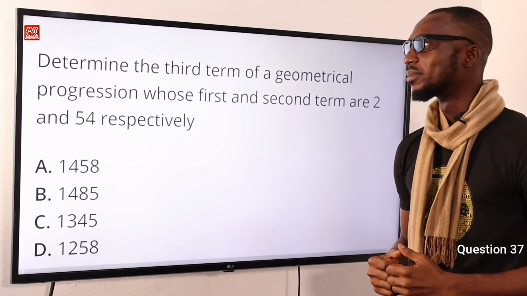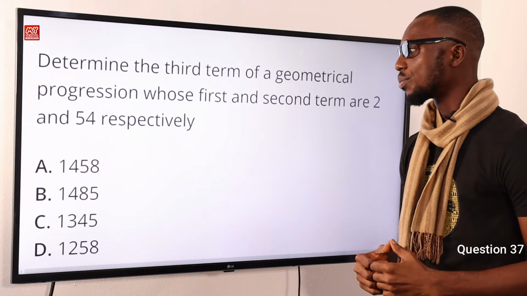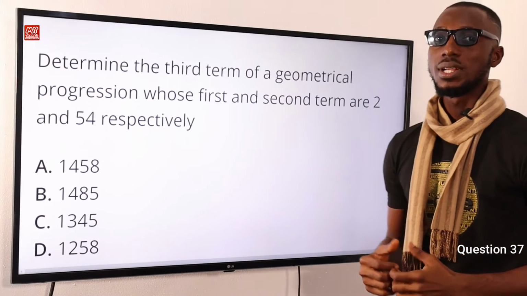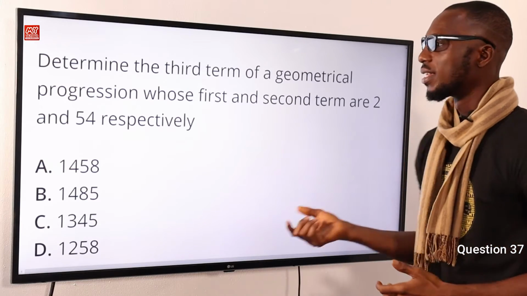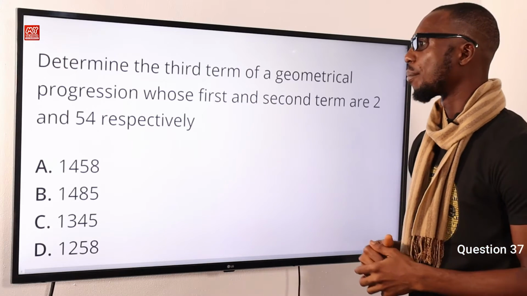Number 37. Determine the third term of a geometrical progression whose first and second terms are 2 and 54 respectively. So the first term is 2, the second term is 54. We are asked to look for the third term.